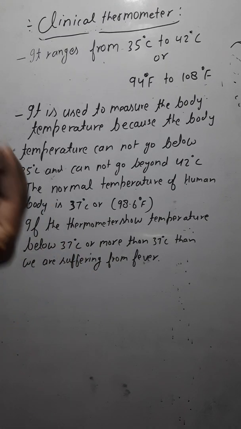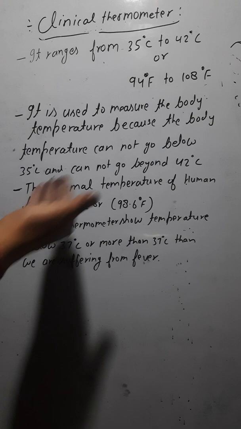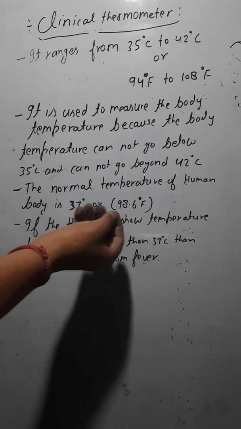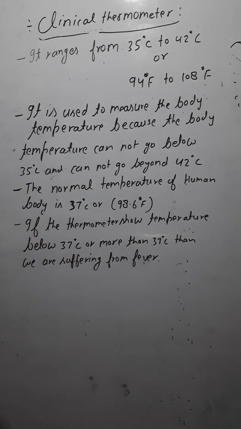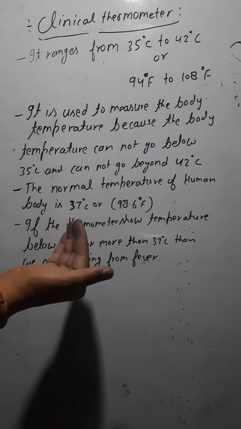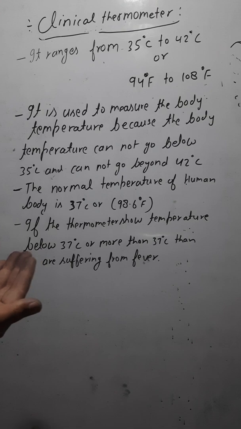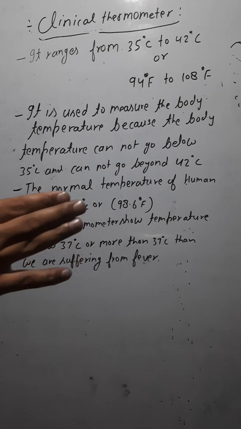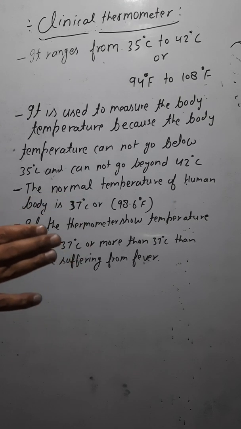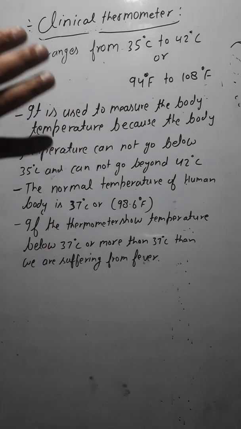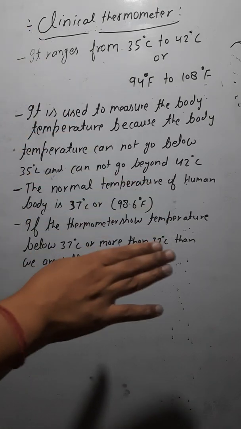It means you are suffering from fever. Similarly in Fahrenheit, if the reading shows less than 98.6, meaning if it is showing 98, 97, or if it is showing more than 98, meaning 101, 102, like this, or 100, it means again you are suffering from fever. Okay, getting it? This is how we check whether we are suffering from fever or not.